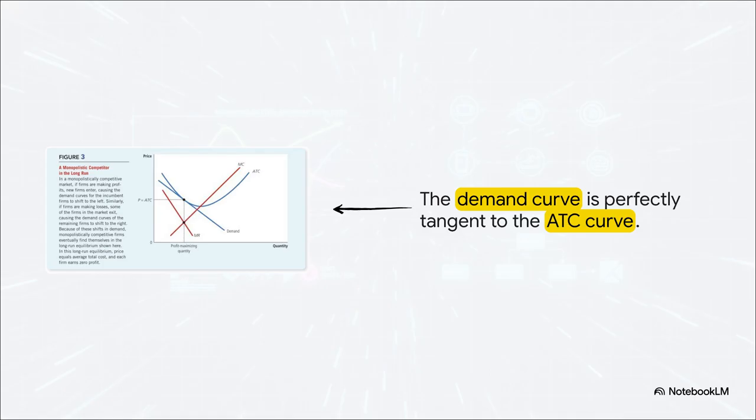Notice right where the downward-sloping demand curve just barely touches that U-shaped average total cost curve. They are perfectly tangent. They touch, but they never cross. This means the price equals average total cost, leaving a maximum economic profit of absolutely zero. Yet this tangency happens exactly where marginal revenue equals marginal cost, which fulfills the golden rule for profit maximization. It's a beautifully precise, if slightly brutal, equilibrium.